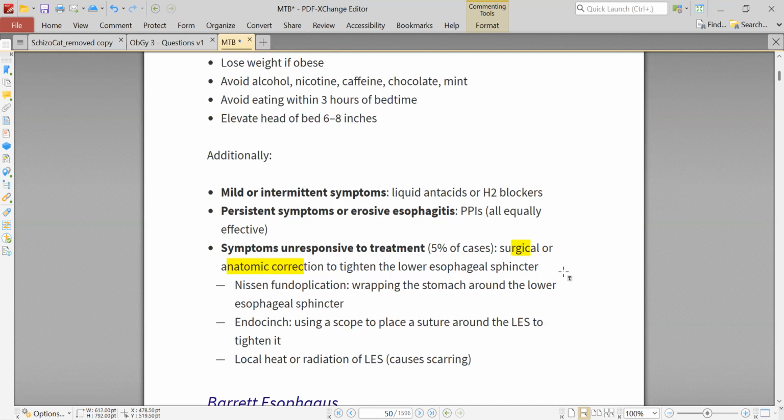So we can go for surgery if the patient is not responding to proton pump inhibitors and H2 blockers. What surgery? Nissen fundoplication, wrapping the stomach around the lower esophageal sphincter. You're keeping it in, fixing it so that it doesn't bend here and there.